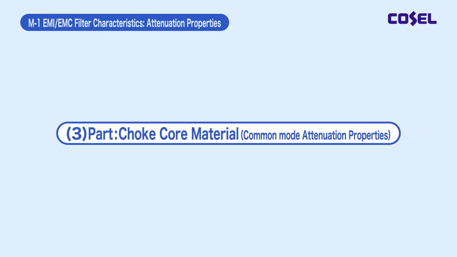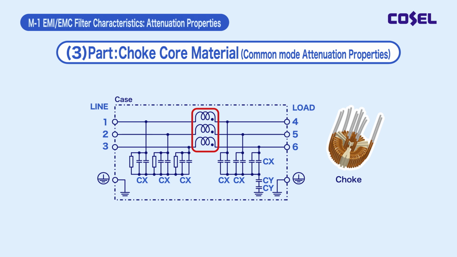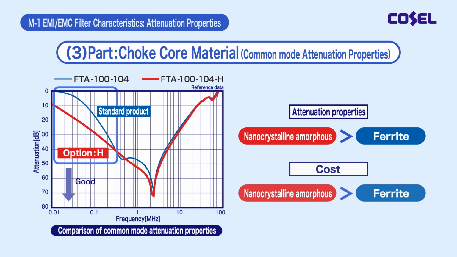I will explain the characteristics of attenuation properties according to the different parts used. Common mode attenuation properties can be improved by changing the core material used in the choke. The core material of an EMI/EMC filter is usually ferrite. Changing the core material to a nanocrystalline amorphous material with high impedance properties can improve attenuation properties, but nanocrystalline amorphous material is expensive, resulting in higher costs.